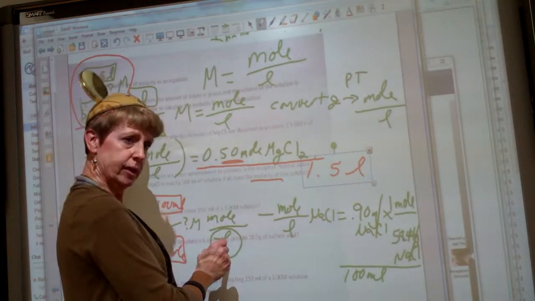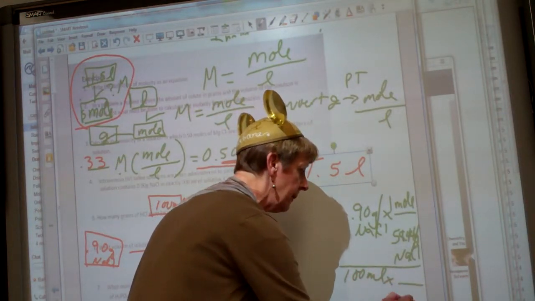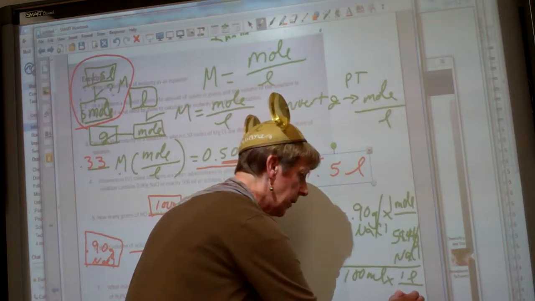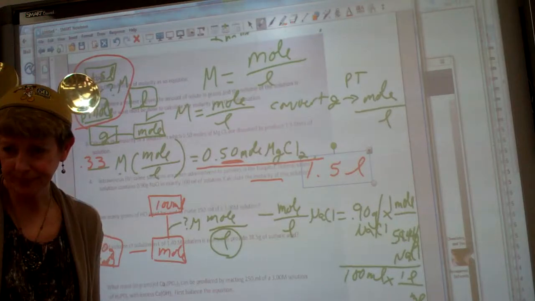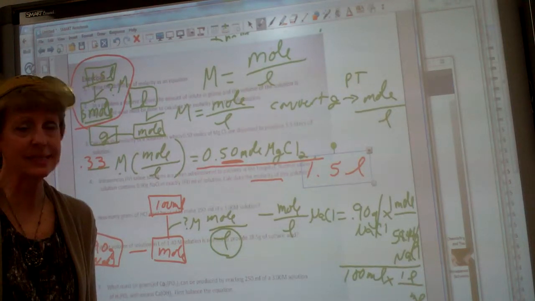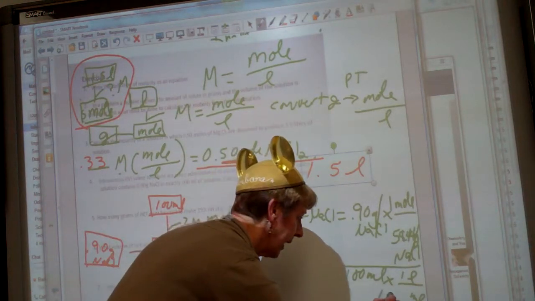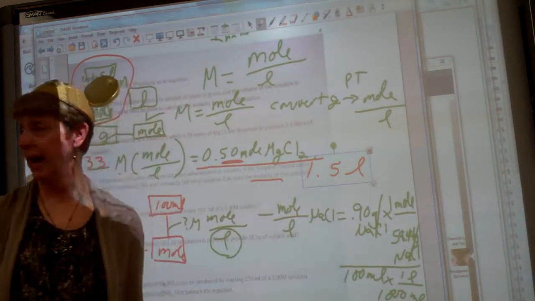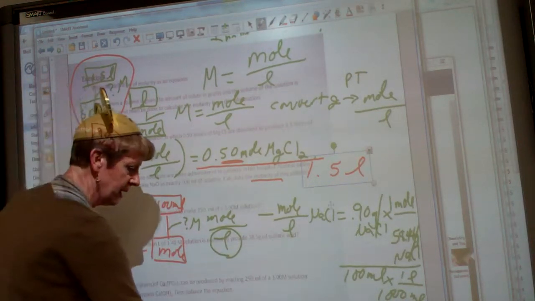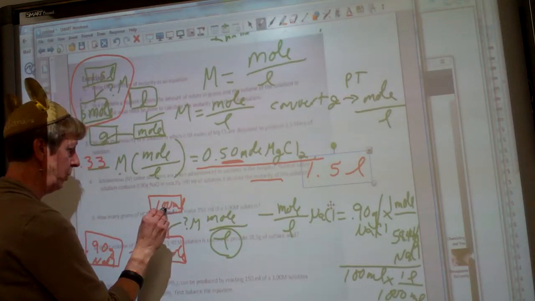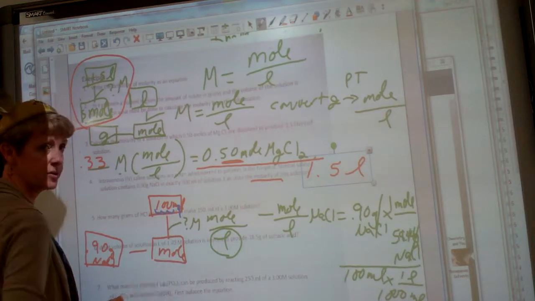Milliliters to liters. And how do I do that? How many milliliters are in 1 liter? Milli means how many? Not 100, that'd be a cent. What is it? 1,000. Okay. I am a very lazy chemist. So as soon as I see milliliters, I go boom, boom, boom, and I get those to liters.